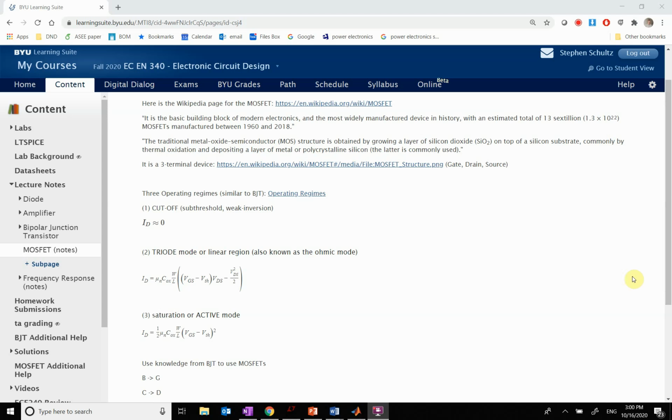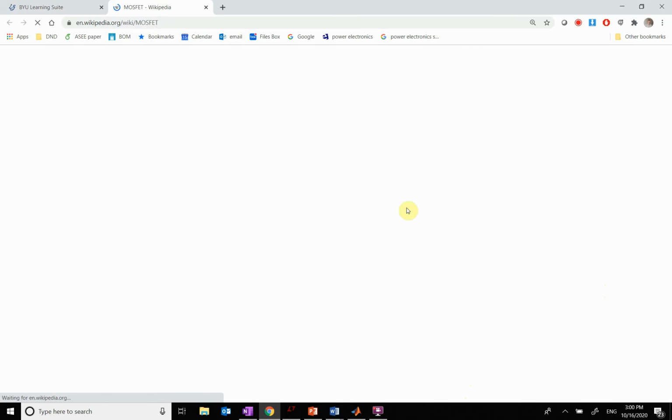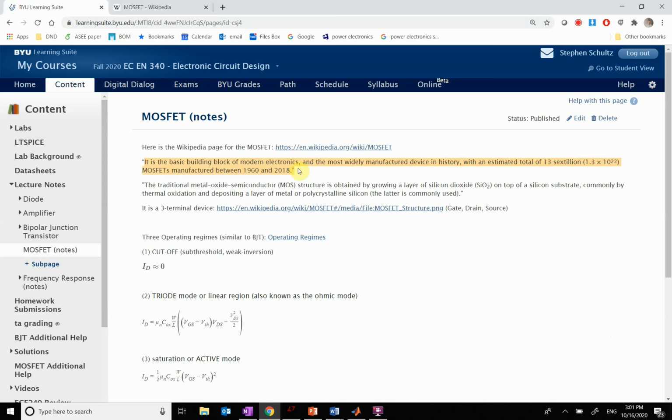Okay, so we want to talk about MOSFETs now. A MOSFET is a different type of transistor, similar to, but a little bit different than the BJT. First of all, here is the MOSFET page in Wikipedia. It's interesting that Wikipedia says it's the basic building block of modern electronics, and there is an estimated 13 sextillion, 1.3 times 10 to the 22nd, MOSFETs that have been manufactured between 1960 and 2018. So that is a lot of MOSFETs. There are a lot more MOSFETs than BJTs that are made.